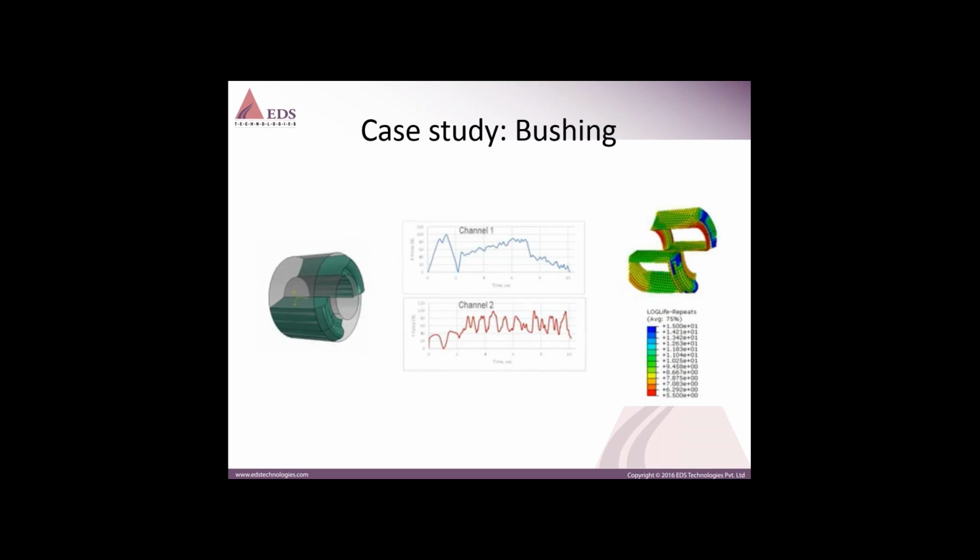And apart from this, we can also predict which is the most damaging loading out of the two. We have two different loadings. If we say, if rubber will predict which is the worst load among the two, which is causing more damage to the bushing, that can also be studied.